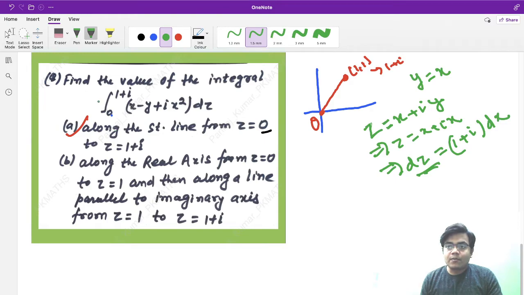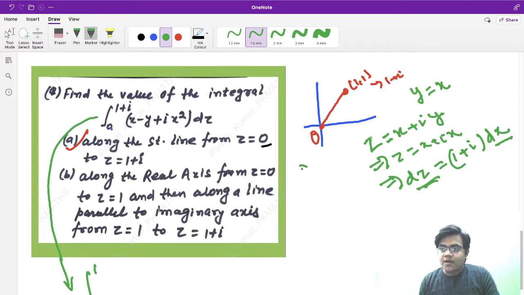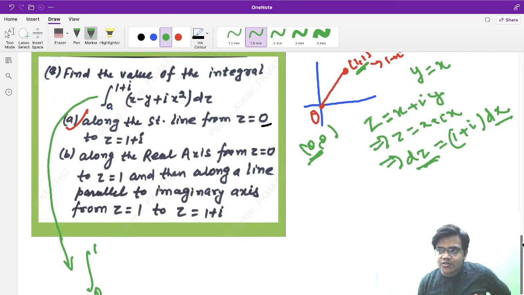Isn't it? So now you have to integrate this first part. So we are going to write all these substitutions over there. Then what are you going to get? Integration from where to where? This is 0 to 1, because we are converting everything in terms of x. So you are going from (0, 0) to (1, 1), and the limit of x is from 0 to 1.